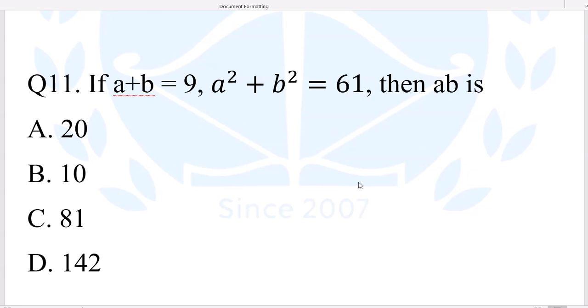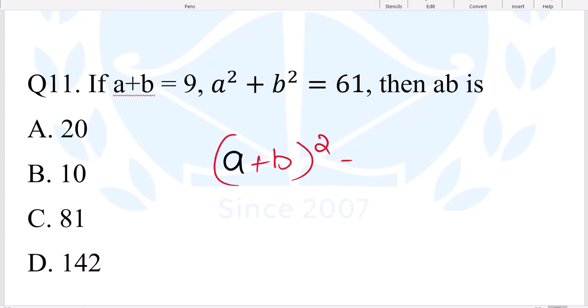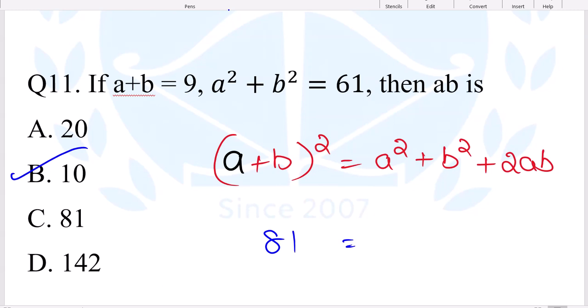The 11th question, I think it's a very easy question for you. You have to know simple (A plus B) whole square, right? I am asking which question you have doubt about, which question you have clarity on. I think most of you know this, right? So the answer is 81, equal to 10. A square plus B square is 61. So AB is nothing but equal to 10.